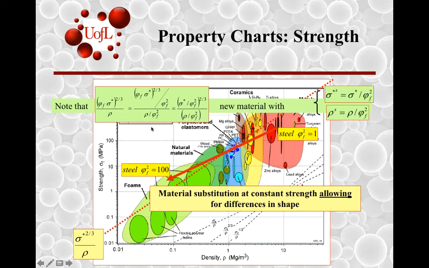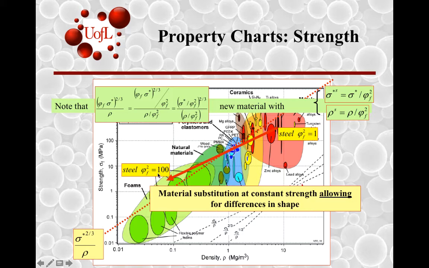If you go through rearranging terms, you basically can use the same plot of strength versus density and just divide by phi square to account for different variations in shape. So the new material would have a modified strength of sigma over phi square, a modified density of rho over phi square. So if phi was 10, then you basically go from about 100 megapascals to about 10 megapascals in strength. Sorry, 1 megapascal in strength, roughly over here.